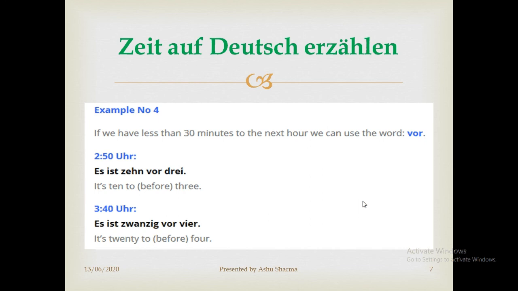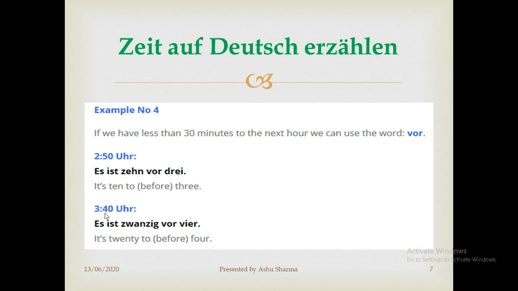Now the next example: if we have less than 30 minutes to the next hour, we can use the word "vor", V-O-R, for before. Suppose 2:50 Uhr. It's 10 before 3. So it's "zehn vor drei". "Drei" means 3 and "zehn" means 10. So it's 10 before 3. We speak like this: "zehn vor drei".